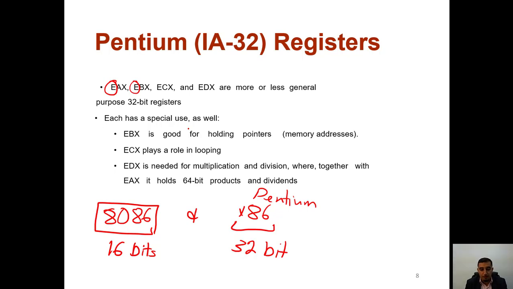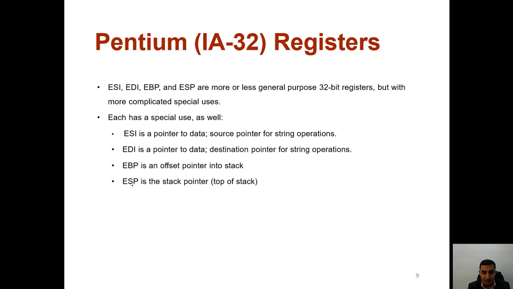Each has a special use as well. EBX is used for holding pointers. CX is very good for looping. DX is used for multiplication and division, as we are going to see later on. EAX is used to hold data of 64 bits for products and division. EDX is used to hold 64 bits with EAX in multiplication and division. We will talk about all of this as we go through the arithmetic operations. The same, we have extended source index, extended destination index, extended base pointer, extended stack pointer.